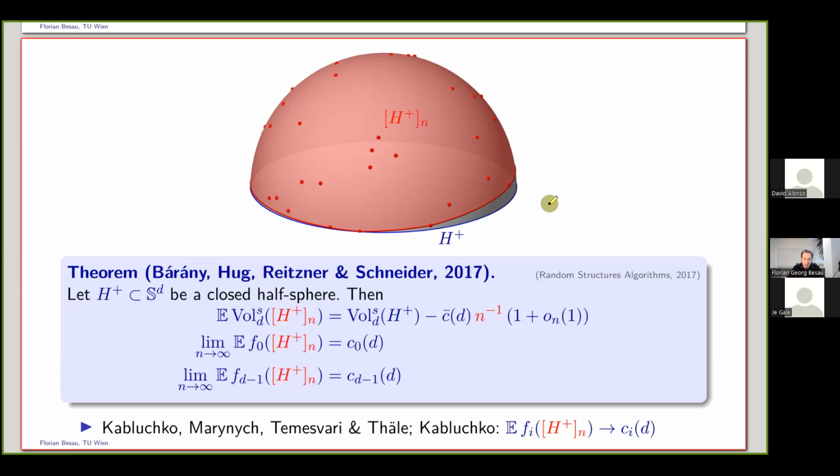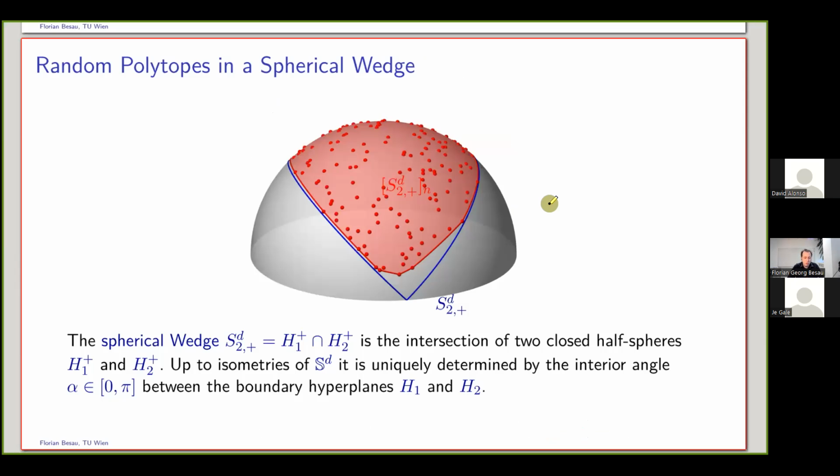And to start this investigation, in our most recent work, we are now looking at a spherical wedge. Okay, so a spherical wedge will be something that is just an intersection of two closed half spaces. Basically, this wedge is then controlled by one angle. Here, the angle between the two hyperplanes, H1 and H2. So here you see alpha. The angle is between 0 and pi.